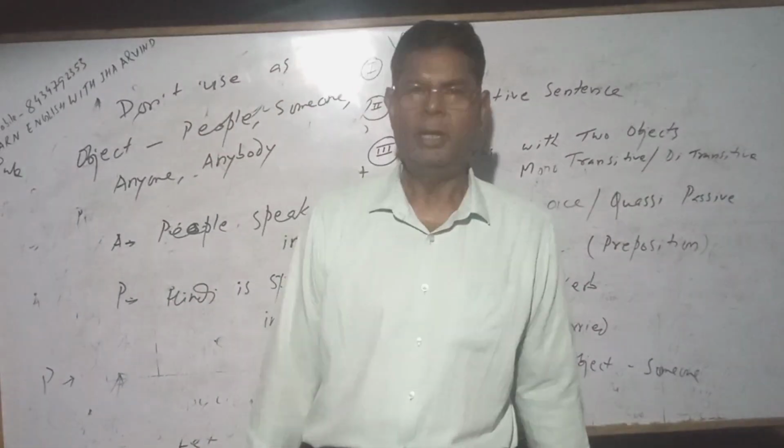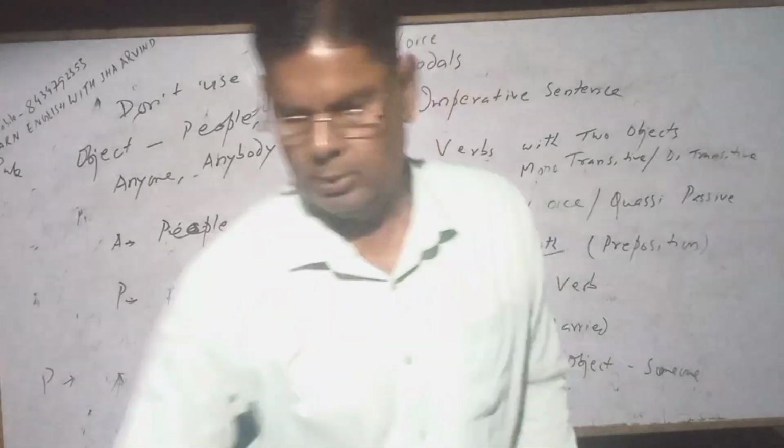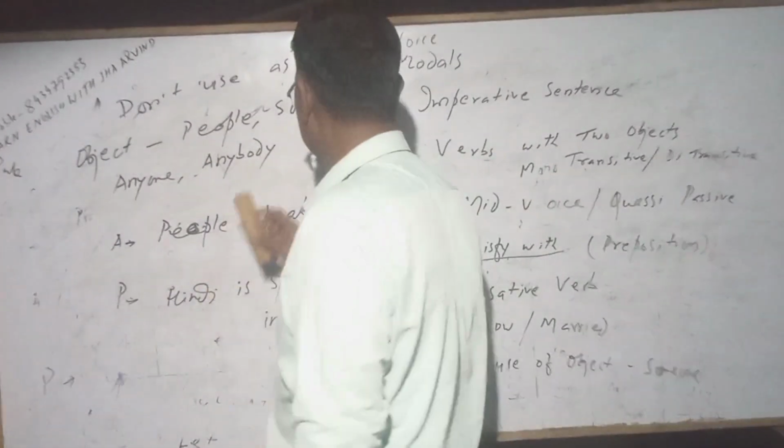One thing, this is the sentence of imperative sentence in the sense of prohibition. For example, I'm just writing one sentence, and in this way, I will conclude this chapter.